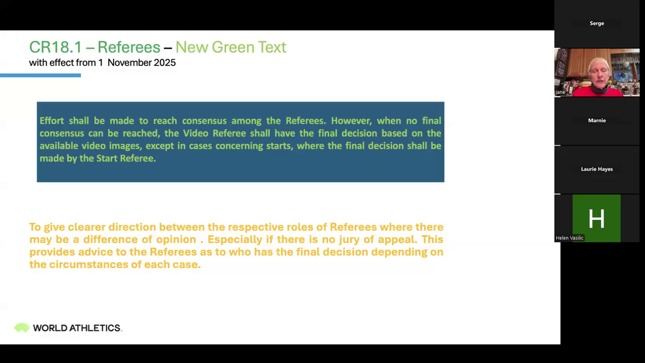This rule is there to give clear direction between the respective roles of referees, where there may be a difference of opinion, especially if there's no jury of appeal. This provides advice to the referees as to who has the final decision, depending on the circumstances of the case. But remember, if it has to do with a start, it's always the start referee that's going to have the final say there.